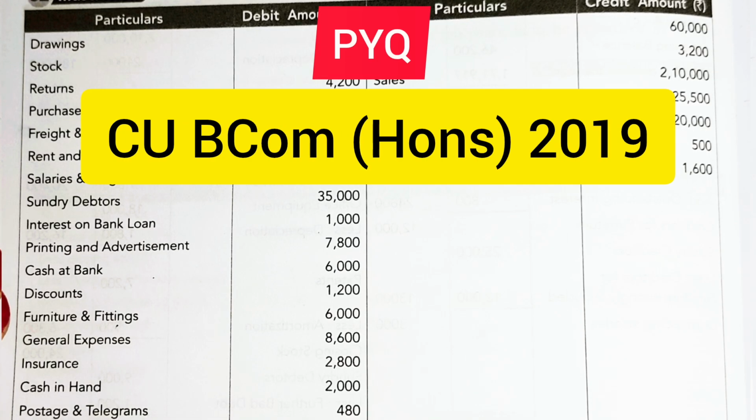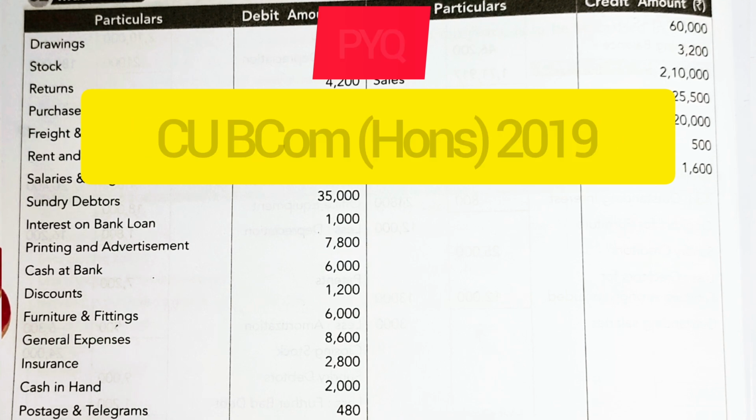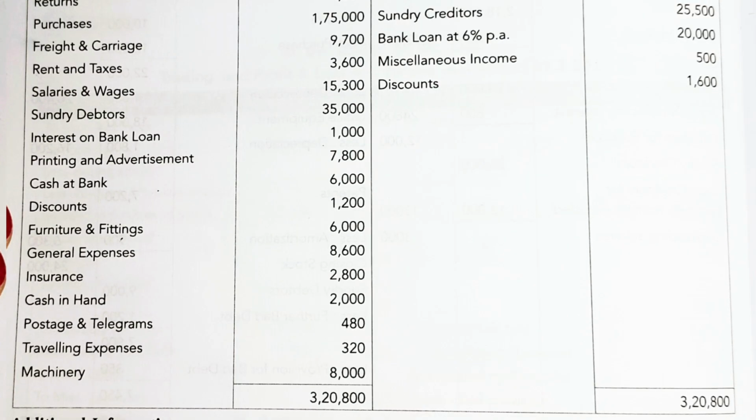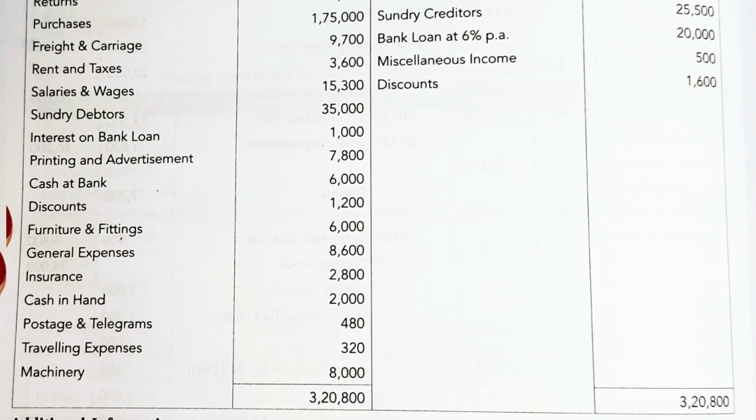Now see here. Here I have taken CU Bcom Honours previous year question 2019, which is most probable that this type of question will be repeated again for this Bcom semester 1 2024. Now this is the trial balance of Mr. SK Sen as on 31st December 2022. Now the trial balance is given, note it down. Pause the video and take a screenshot or note down the question.